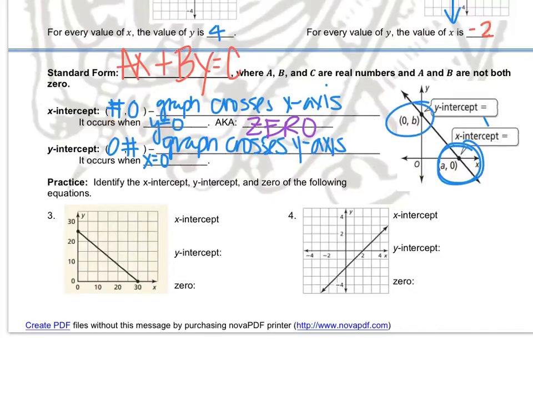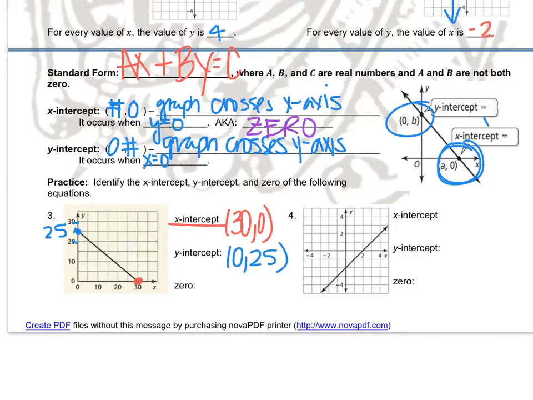So we're supposed to identify the x and the y-intercepts and the zeros of the following graphs. So my x-intercept, remember, is where it crosses the x-axis. So it's this point. That would be the ordered pair 30, 0. My y-intercept is where the line touches the y-axis. This one's weird. It's not actually at a number. So let's think, if this is 20 and this is 30, then in the middle there has to be 25. So it's going to be the ordered pair 0, 25.